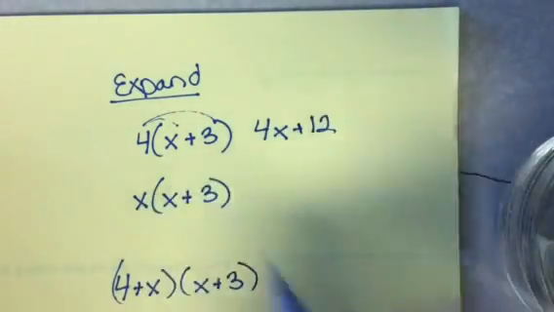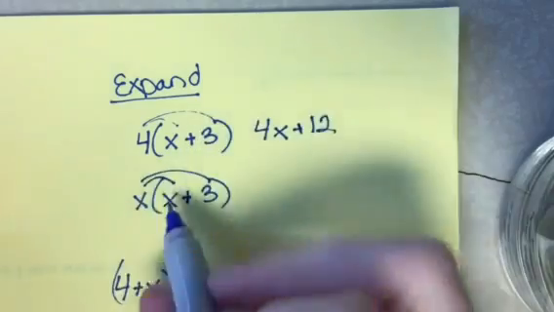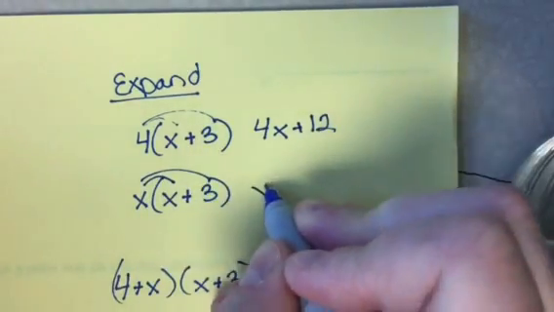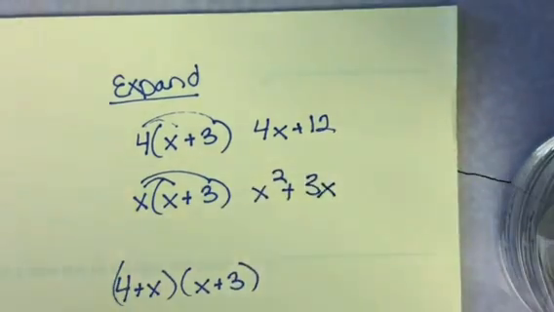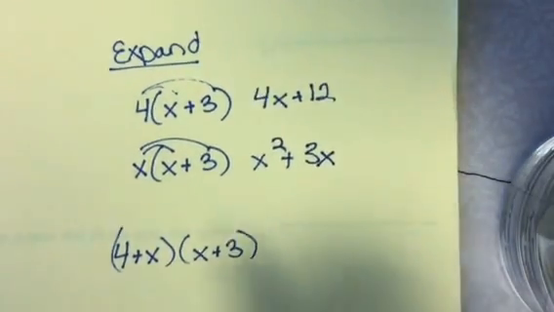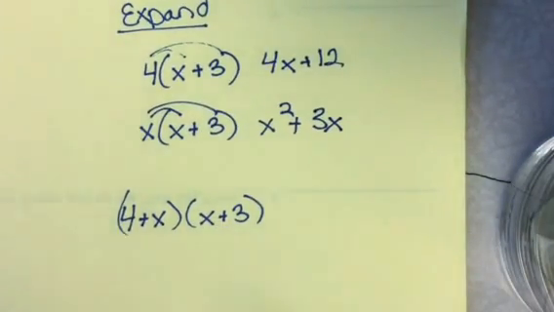Same thing here, if I have x times (x plus 3), I distribute that x. X times x is x squared and 3 times x is 3x. These are ones we've done before. Now we have to start with something where it's a little bit different.